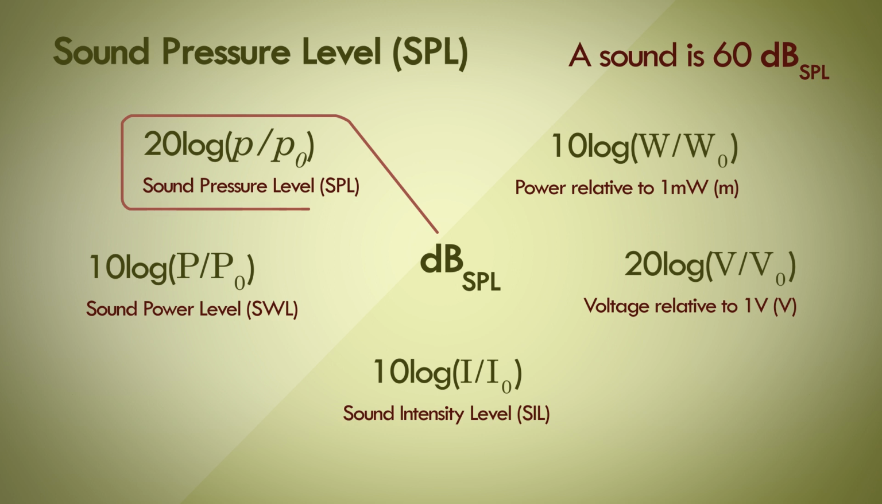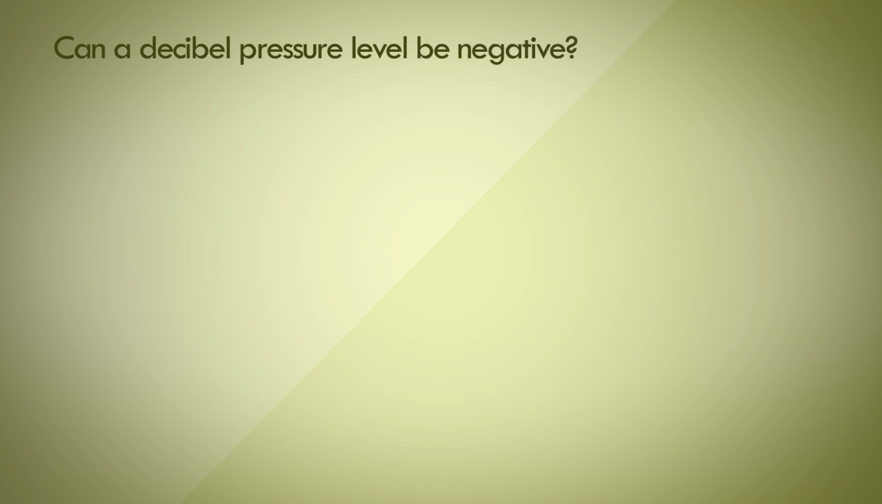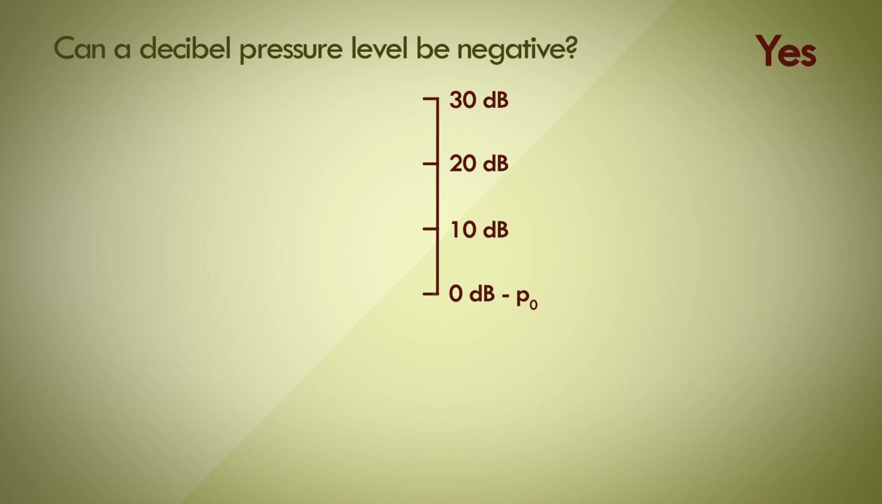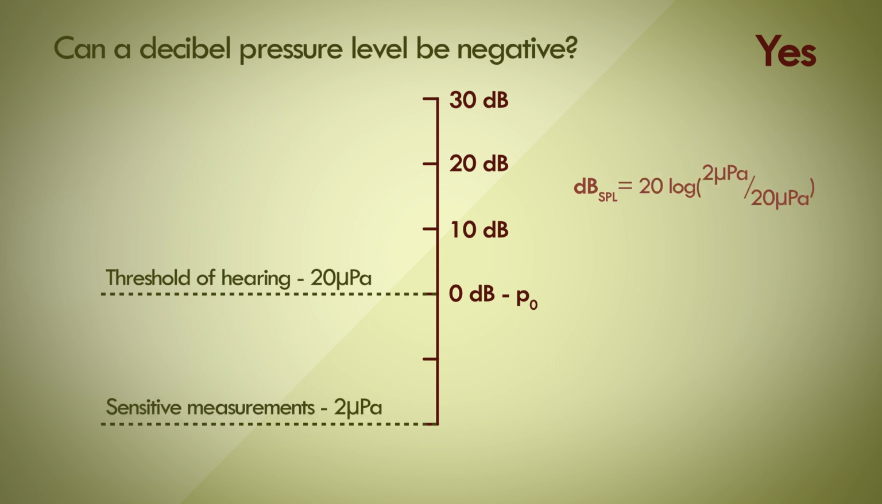But before we wrap up, I just want to explore a couple of commonly encountered questions. Can a decibel pressure level be negative? Absolutely. We've set the baseline or the reference value of 20 micropascal, the lowest our ears can hear. But our measuring instruments can be tuned to pick up pressure values far lower than this in an anechoic chamber. If the ratio between the pressure values dips below 1, the log value turns negative.